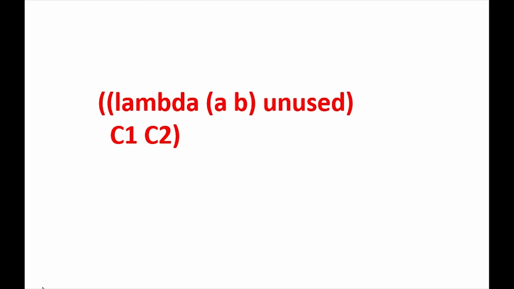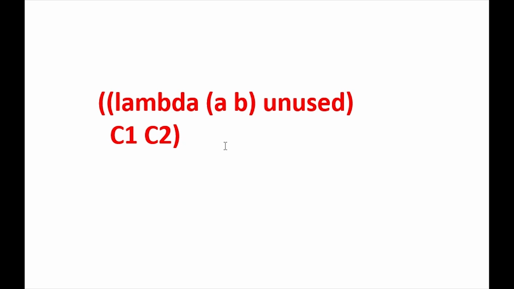Now let us play with the possibility of controlling the order of evaluation in Scheme. The question is, do we know in which order these two expressions are evaluated? And the answer is no. C1 may be evaluated first, following that C2, and then there is binding to the parameter. Here we don't know in which order C1 and C2 are evaluated. And that's typical for functional programming. We do not care very much about the order of evaluation.